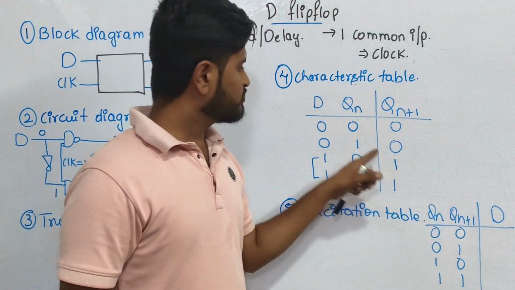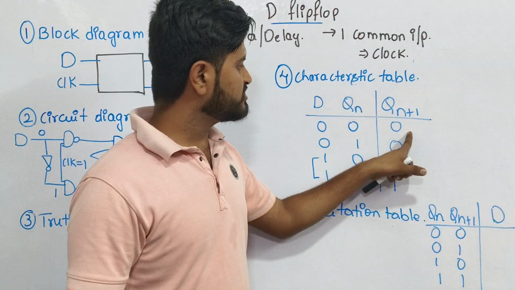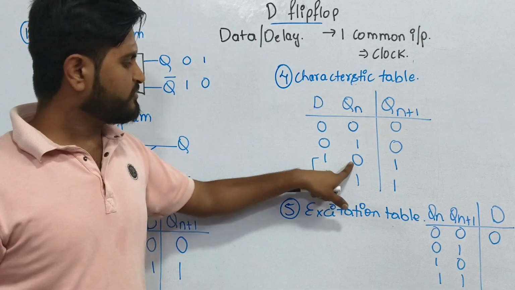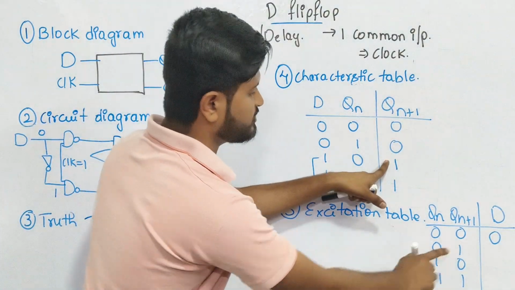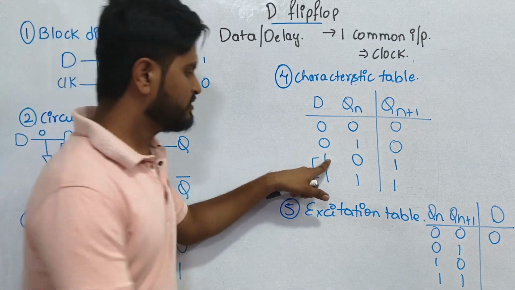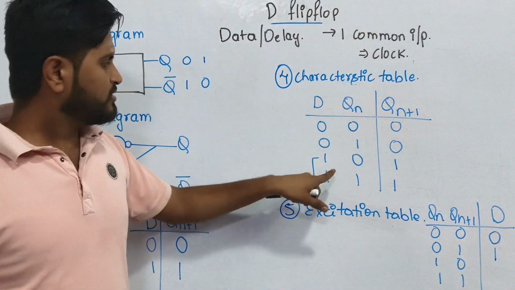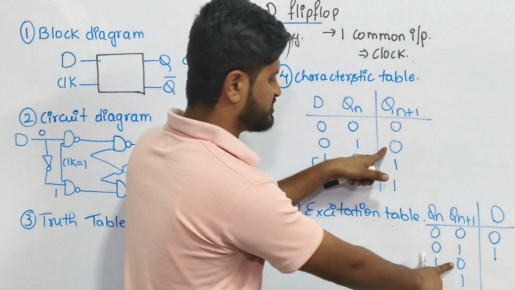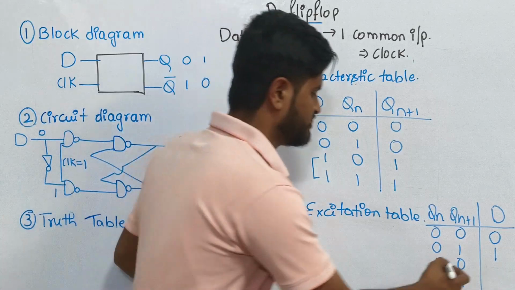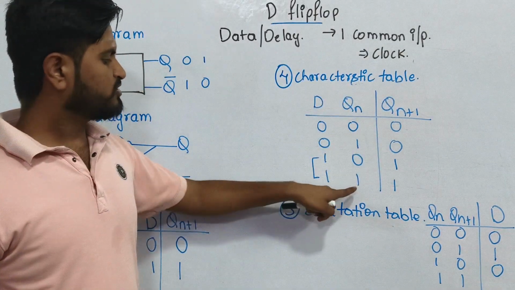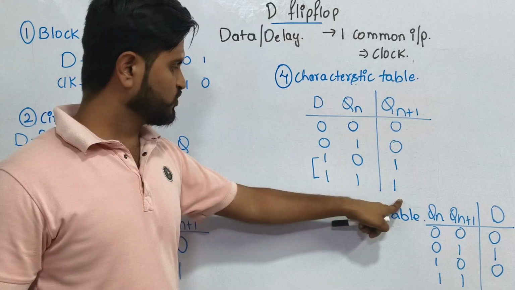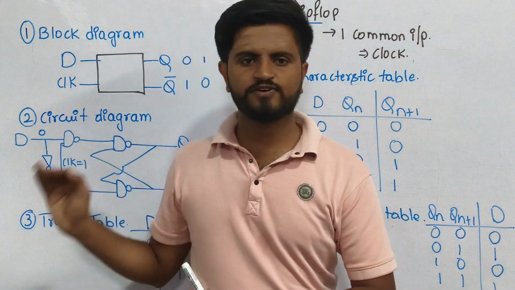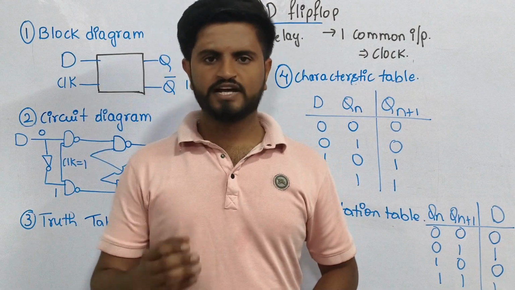Now 0 0, Qn is equal to 0, Qn plus 1 is equal to 0. What is the value of D? D value is 0. When Qn value is 0 and Qn plus 1 value is 1, what is the D value? It is 1. When Qn value is 1 and Qn plus 1 value is 0, what is the D value? It is 0. When both Qn and Qn plus 1 value is equal to 1, D value is 1. So this completes all the 5 steps in the delay or data flip-flop.